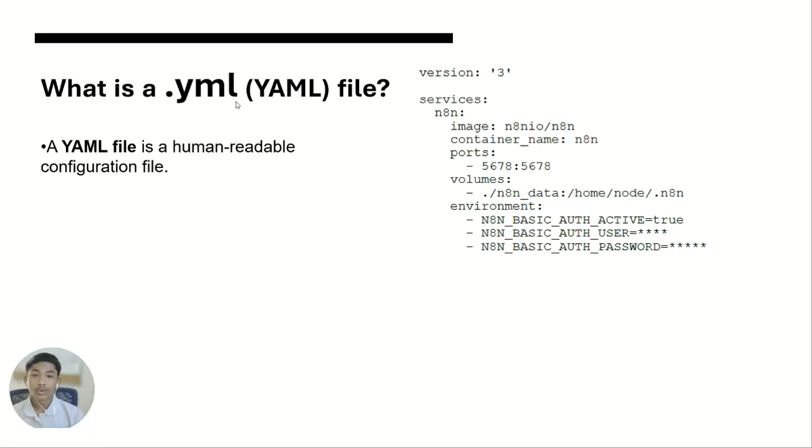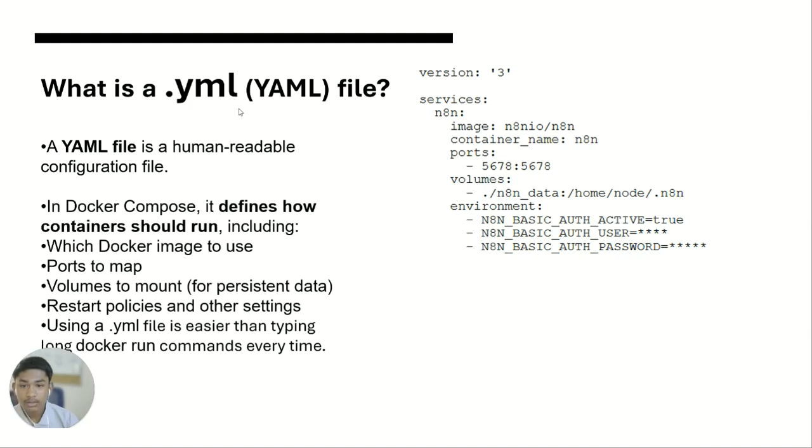So what is a .yml file? A YAML file is a human readable configuration file. YAML files are just text files that tell Docker what to run and how to run it. So things like the image to use, ports, and volumes for saving data. Basically it's just a cleaner and easier way to manage Docker containers than typing long commands every single time you want to do something.